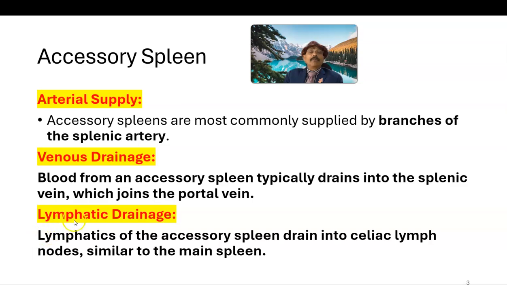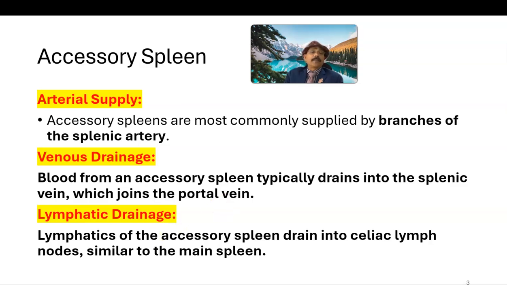Venous drainage: blood from an accessory spleen typically drains into the splenic vein, which joins the portal vein. The splenic vein unites with the superior mesenteric vein to form the portal vein. The portal vein goes to the liver at the porta hepatis.